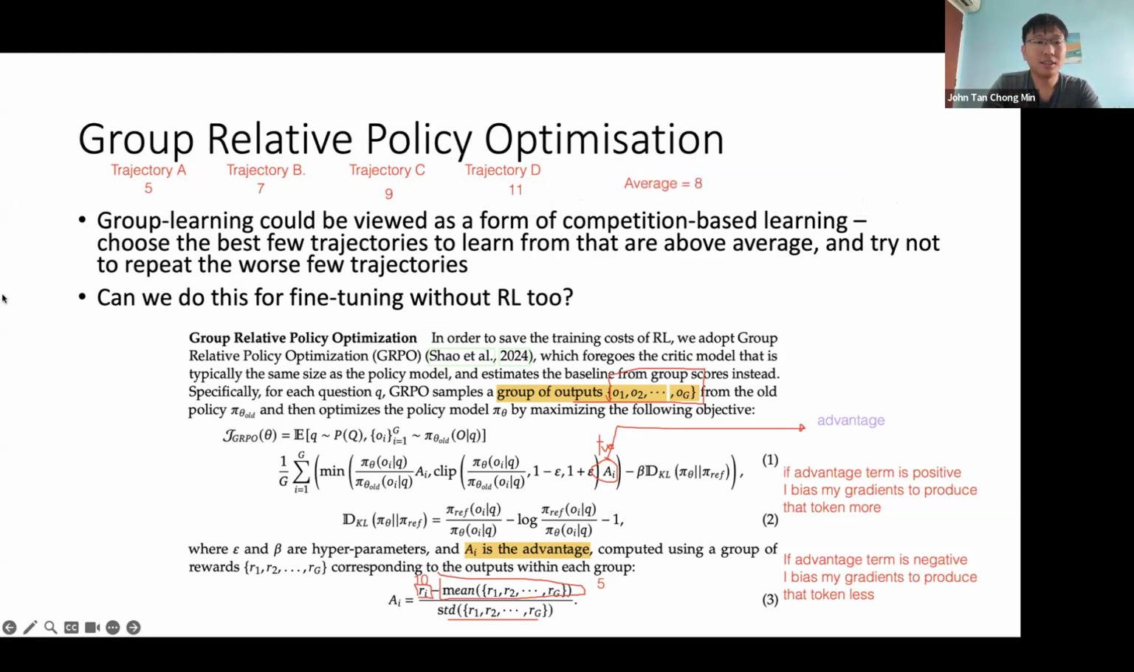So what this means, you can essentially see that these two trajectories are above average. If you take this score and you minus the average, this will give you a positive advantage. And likewise, if you take the 7 and you minus 8, this will actually be negative. So this will be a negative advantage, and you can see all this based on this equation here. What this means is that trajectories that are bad by the verifier compared to the group average, I decrease their token probabilities. I don't output them so much. While trajectories that are good here, like 9 and 11, I output them even more.